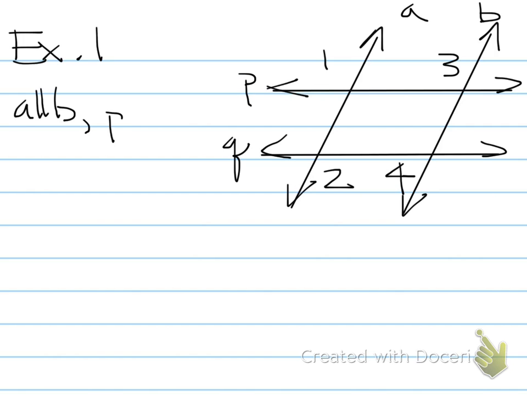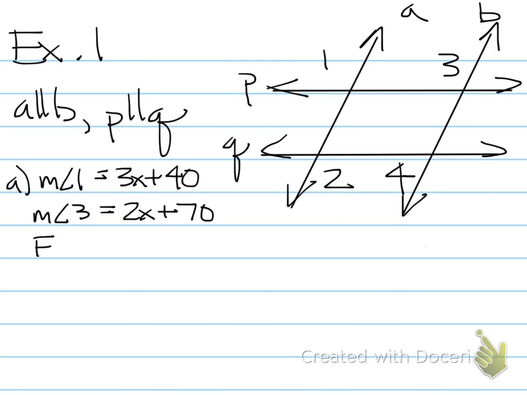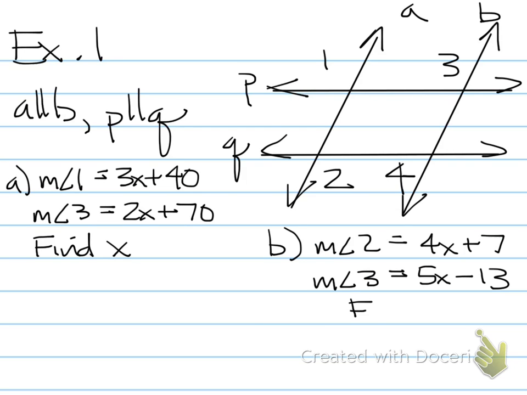All right, so in this first example, we are told that lines A and B are parallel and lines P and Q are also parallel. It's given that the measure of angle 1 is 3x plus 40, the measure of angle 3 is 2x plus 70. Angles 1 and 3 are corresponding angles.